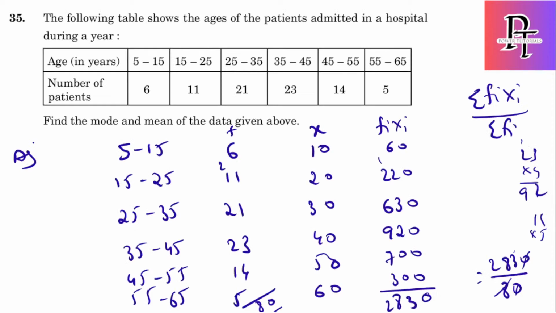Mean is equal to 2830 by 80. 283 by 8, which is divided by 8. 8 3 is a 24. 43. 8 5 is a 40. 30. 8 3 is a 24. 40. Okay, so this is the mean value.